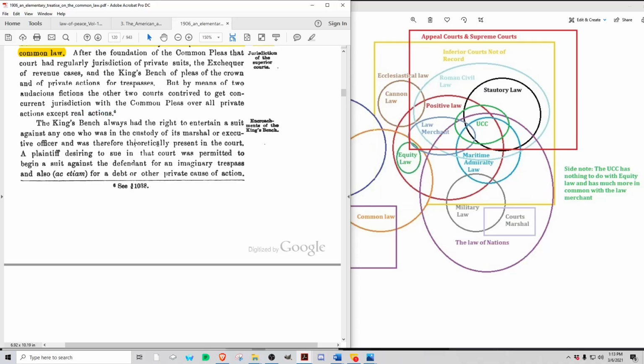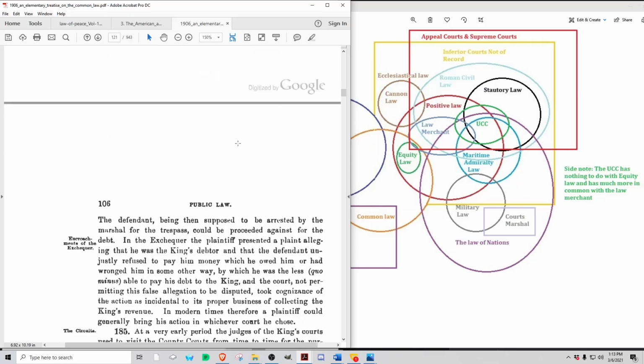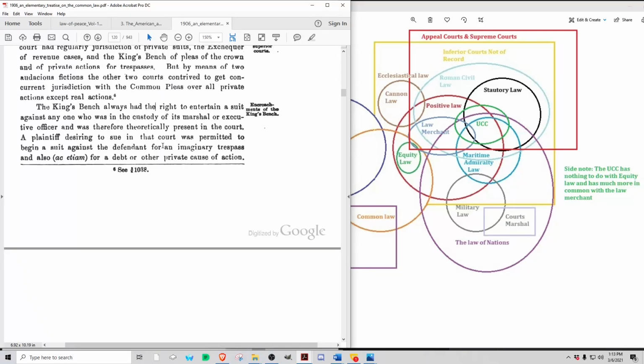King's Bench always had the right to entertain a suit against one who was in the custody of the marshal or executive officer and was therefore theoretically present in the court. A plaintiff desiring to sue in that court was permitted to begin the suit against the defendant for an imaginary trespass and also ad ecteum for a debt or other private cause of action. This was a weird thing that they did. This is actually confusing as hell, because what they did was they sued a fiction. Now, I don't want people to confuse this completely with the idea of the straw man, but in a kind of weird sense, that's kind of what they're going back to doing.